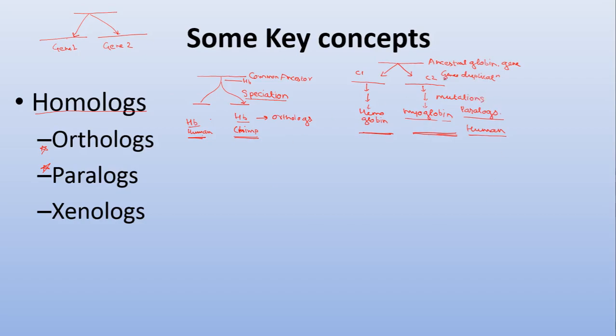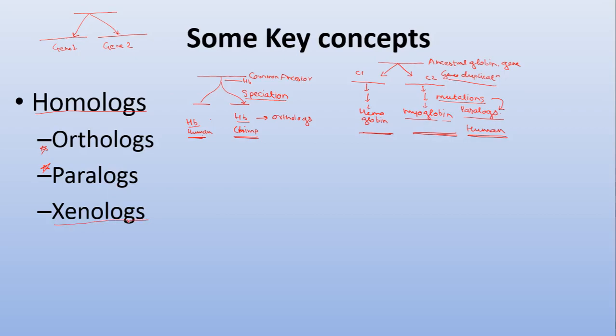So evolutionary events like gene duplication and subsequent mutation give rise to paralogs, while evolutionary events like speciation give rise to orthologs. Orthologs perform the same function but in different species, while paralogs perform different functions but in the same species. So this is how we define orthologs and paralogs.